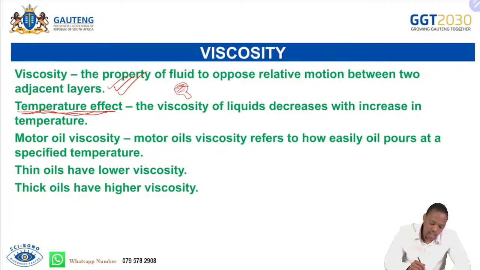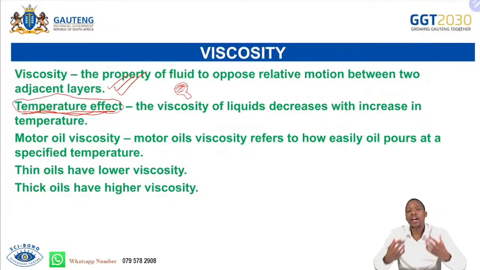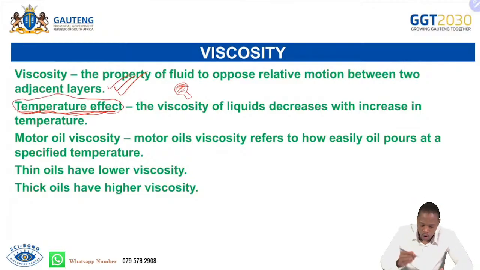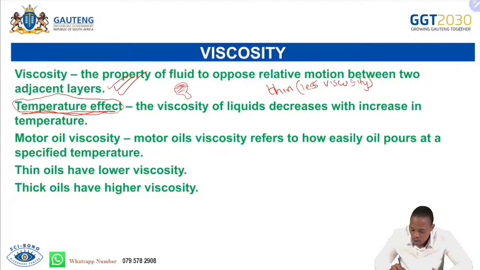What has happened? It was the effect of what? Of temperature. The high temperature has made the viscosity decrease. So the high temperature you put in that cooking oil has made the viscosity of the cooking oil do what? To decrease. We say it has made it thin. Those are the terminology that is used. Thin. When it's thin, it has less viscosity.